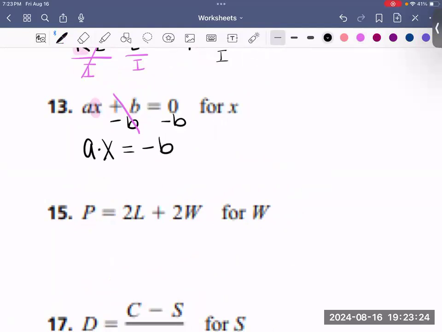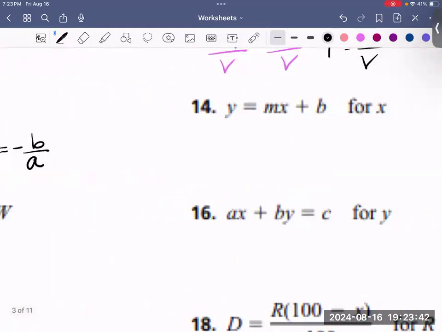Now A is being multiplied by X, so the opposite of multiplication is division. Oops, divided by the wrong one. So that cancels on one side, and you're left with X is equal to negative B over A.